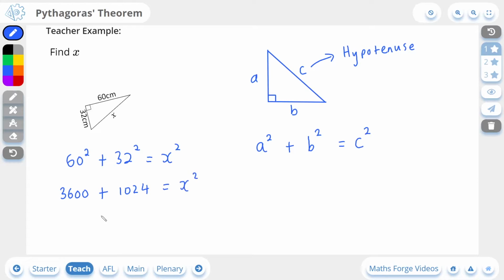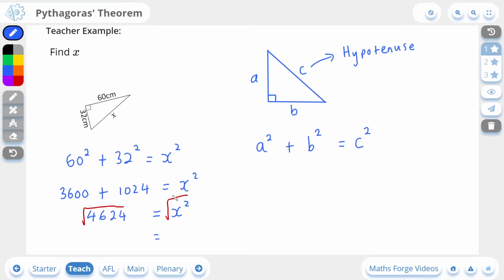Adding these two values together gives us the following, 4,624. And this is still equal to x squared. Now it's just a matter of solving for x. So right now x is being squared. And in order to get rid of this square, we have to square root it, so do the opposite of squaring. So we'll do this to both sides.